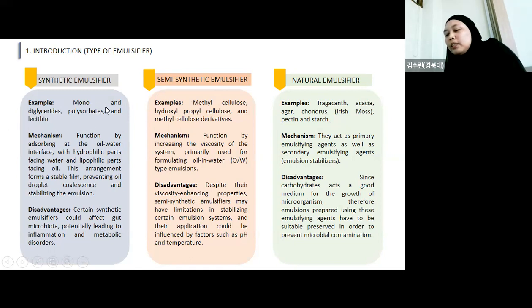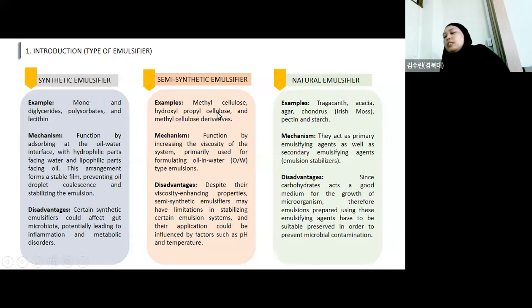For synthetic emulsifiers, examples here are mono- and diglycerides, polysorbate, and lecithin. The mechanism here is the same as what I explained before. The hydrophilic part will face water and the lipophilic part will face oil, and then they will bind together and disperse into small droplets. But the disadvantage of using synthetic emulsifiers is that they could affect the gut microbiota, possibly leading to inflammation and metabolic disorder. For semi-synthetic emulsifiers, the examples are methyl cellulose, hydroxypropyl cellulose, and methyl cellulose derivatives.